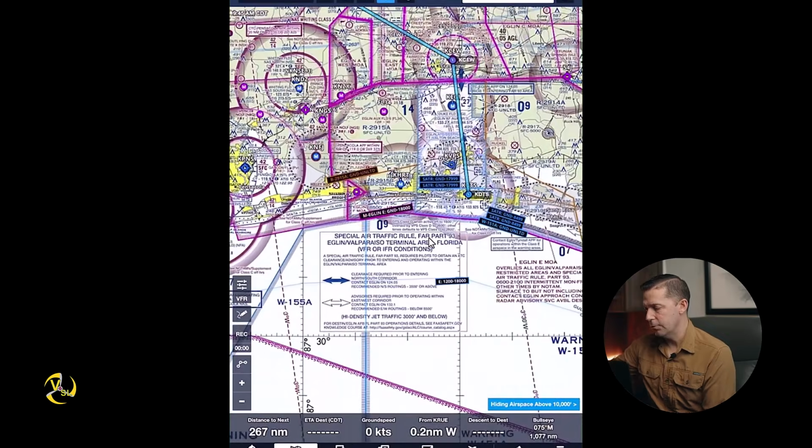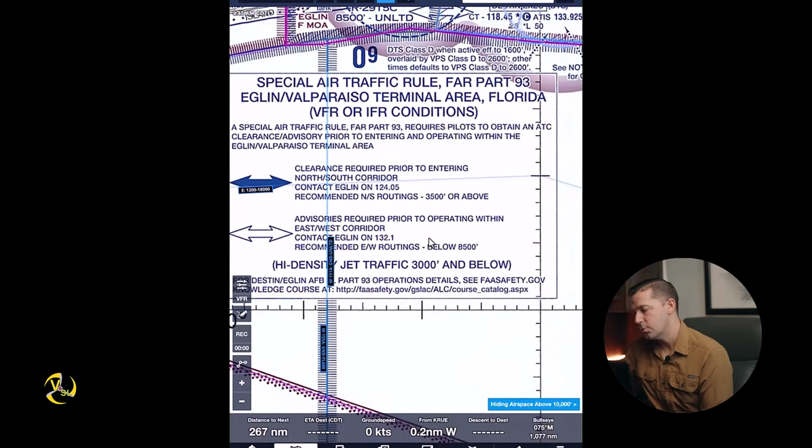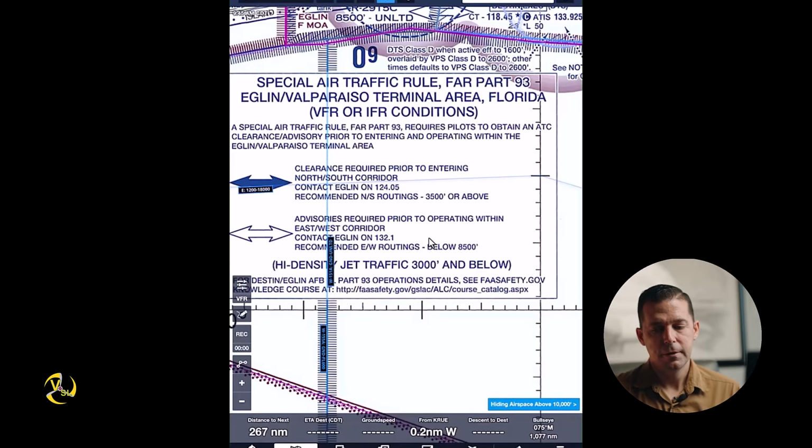And then, so we're following the blue arrow here. We look down at the blue arrow and it says clearance required prior to entering north-south corridor. Contact Eglin on 124.05. Recommended north-south routings 3,500 feet or above. So that's the way we're supposed to enter the Destin area.